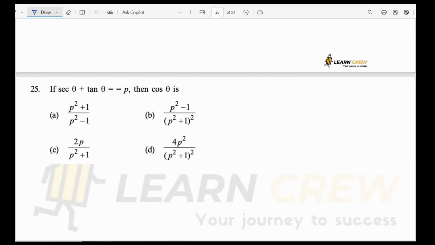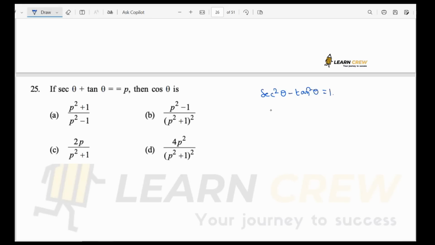Secant theta plus tan theta is P. Then what is the value of cos theta? Tell me anybody. You already know one property. What is that? Secant square theta minus tan square theta is equal to 1. Yes or no? Trigonometric identity.